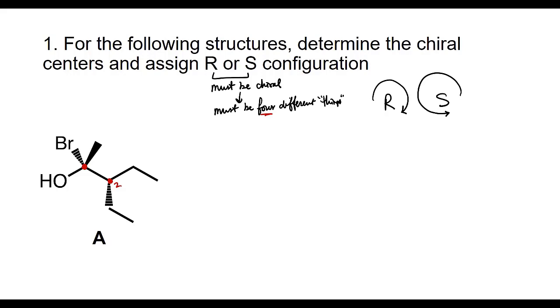No. Why not? What are the two things that make it the same? I have two ethyl groups. Because the ethyls are the same, it is not chiral. So this is not chiral. Okay. How about this carbon? Do I know this is chiral or not chiral? It's not chiral. Why not?